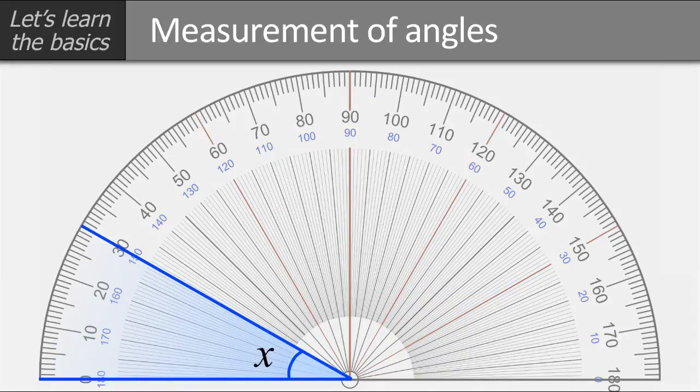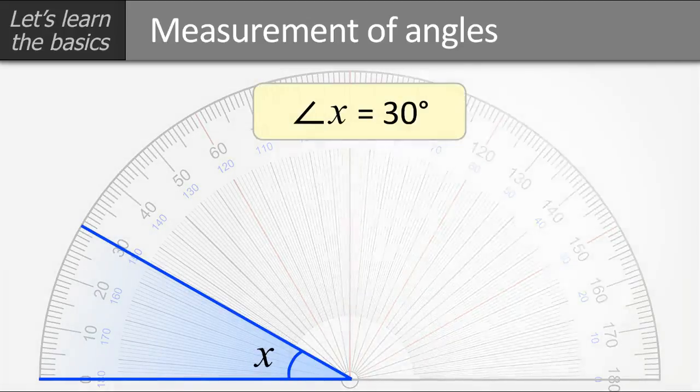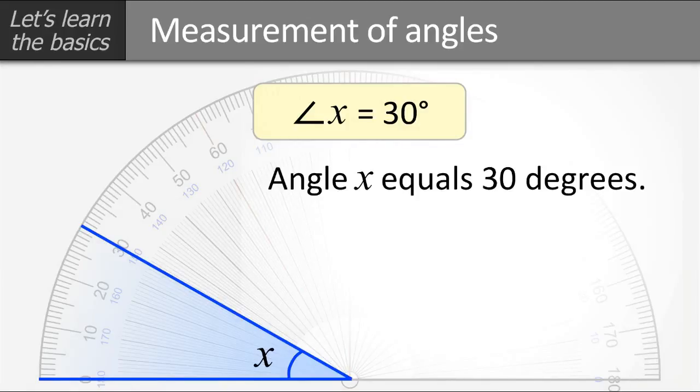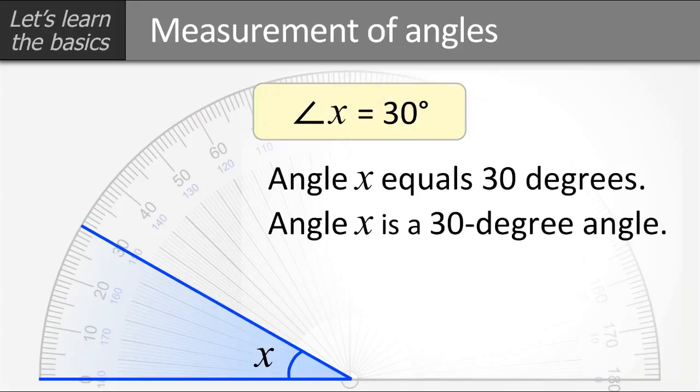This is angle X. You can see from the lines on the protractor that angle X is equal to 30 degrees. The mathematical expression shown here is read angle X equals 30 degrees. We can also say angle X is a 30-degree angle. In this case, the word 30-degree is an adjective that describes the type of angle.